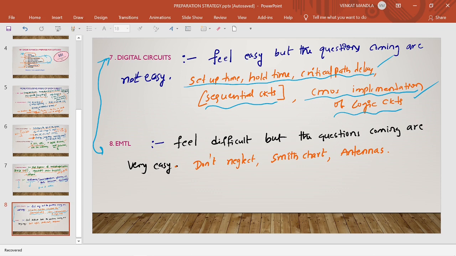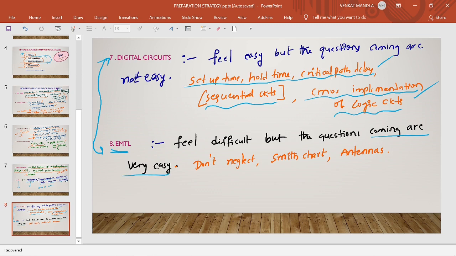So the next subject is the EMTL. In fact, this is the last one. So what about this subject? We feel this subject is difficult. Okay, but the questions coming are very easy. That is my observation. Very easy.